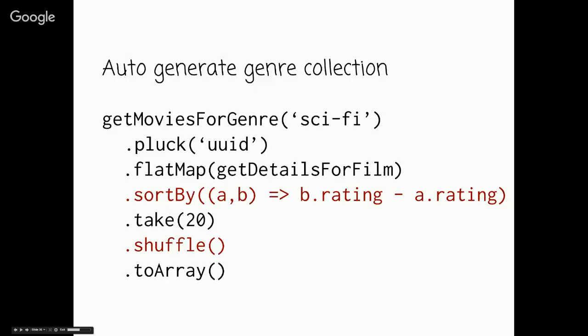Then we sort. Here we're sorting by rating, the Rotten Tomatoes score. I realize in my example that I've got these lines the wrong way around because I do the flat mapping. Oh, sorry, no, I've got it right. Unfortunately, it's a bit inefficient. I've had to call all the details for all the movies just to get the ratings to be able to do the sorting. That's very inefficient. We don't want to be doing that in production. Then I take 20, and then I shuffle them, and then I convert it to an array so that I can consume it.